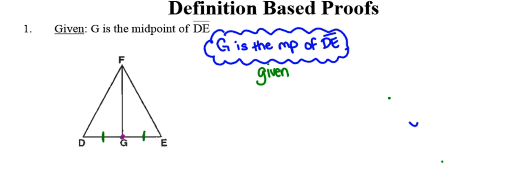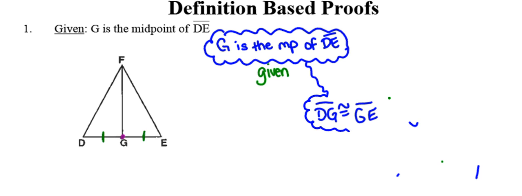And then, by virtue of the fact that G is the midpoint of line segment DE, I also know that line segments DG and GE have to be congruent. I know that that has to be a true statement as well. And how did I know that? Well, a midpoint's job splits a line segment, or divides a line segment, however you want to say, into two congruent segments.